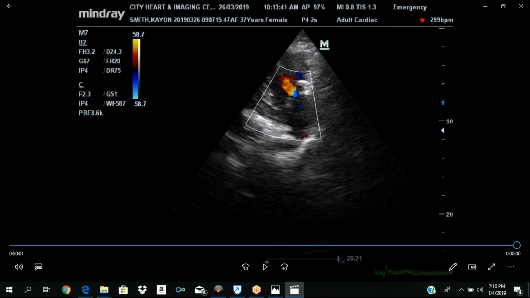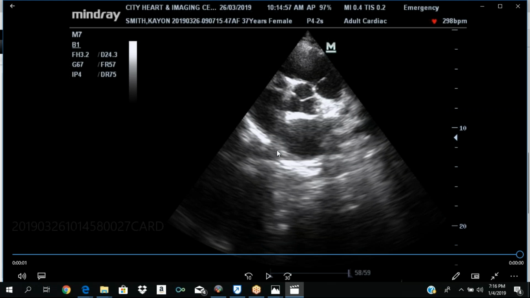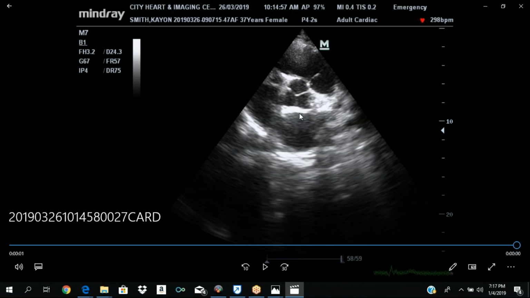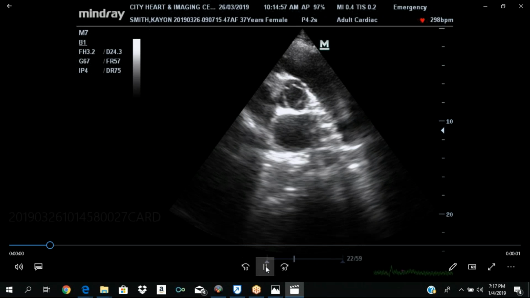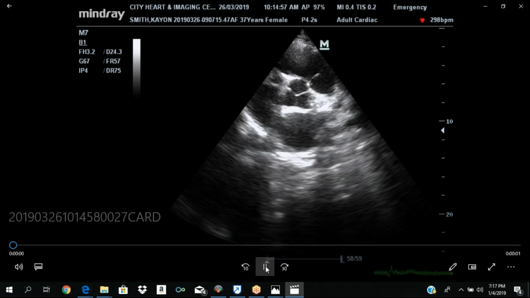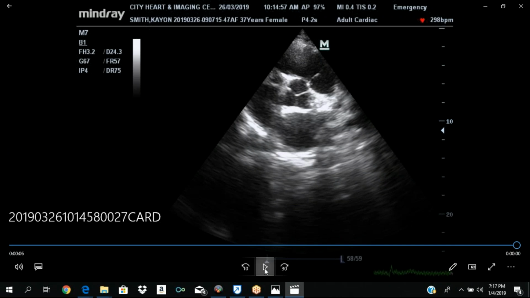So we showed you how to do your diastolic measurements and your systolic measurements. So this is short axis at the level of the aorta. Short axis at the level of the aorta. So your aorta is right here. The aortic valve is right inside here.